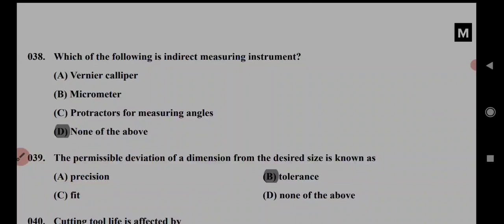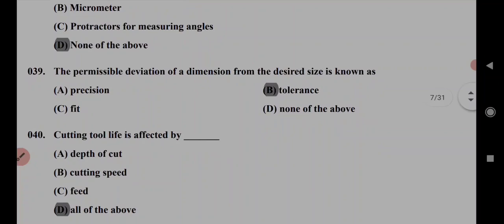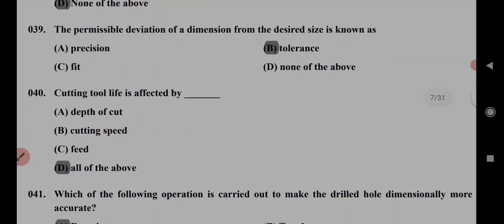Indirect measuring instrument કયા છે નીચેનામાંથી? તો ઓપ્શન ડી none of the above. ઉપરમાંનો એક બી નહીં. Question 39: The permissible deviation of the dimension from the desired size is known as tolerance.